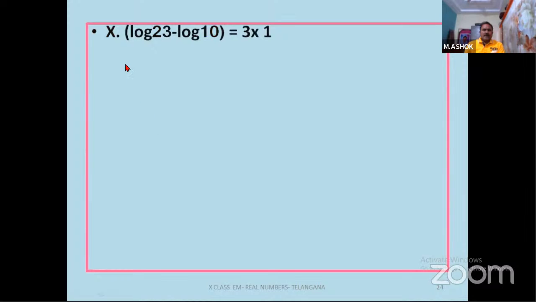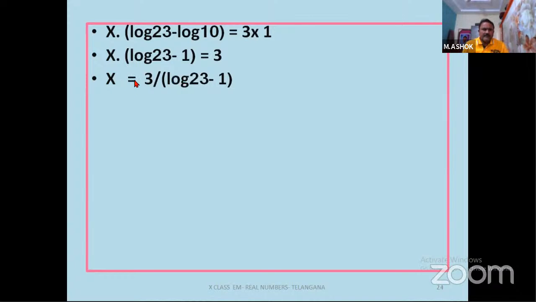Now x into log 23 minus log 10 is equals to 3 into 1. And we know log 10 value is 1. 3 into 1 is 3. So we require 1 by x, we need to find the value of 1 by x minus 1 by y. So I am sending this remaining part to the other side. So x is equals to 3 by log 23 minus log 1. It is in the form of into here. It moves to the other side, it becomes by. So x equal to 3 by log 23 minus 1.